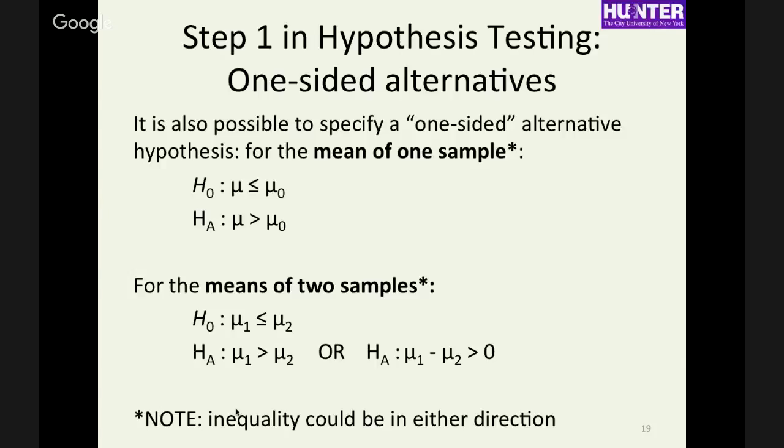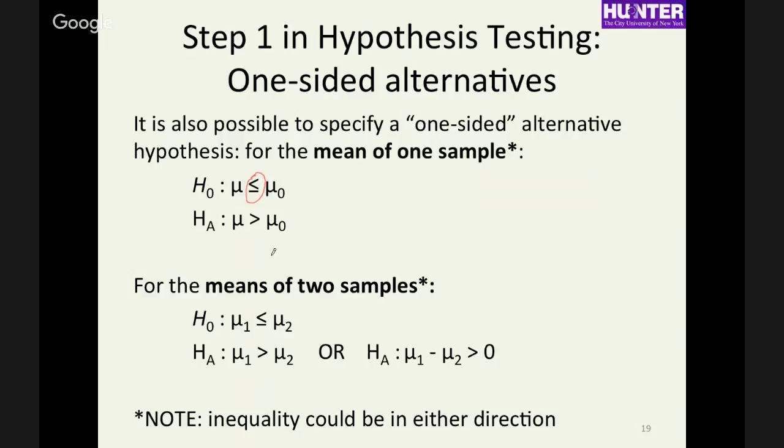They have an inequality in them. So the null hypothesis still must include the equality. You'll notice that the null here is that the mean is less than or equal to the population mean. So this equality has to be included. The no difference possibility has to be included in the null hypothesis, not the alternative. But the alternative hypothesis here is just that the mean is greater than the hypothesized value.